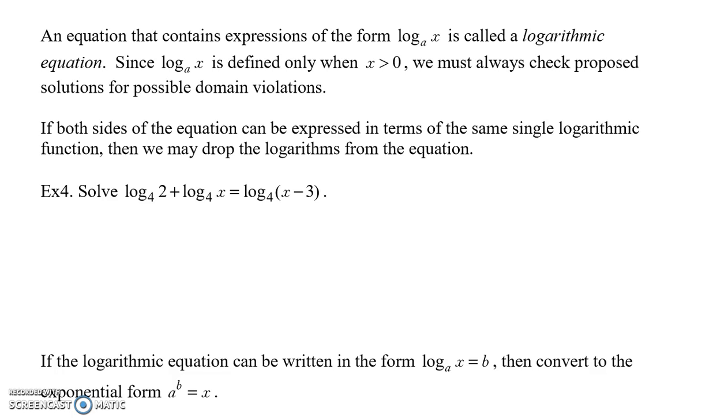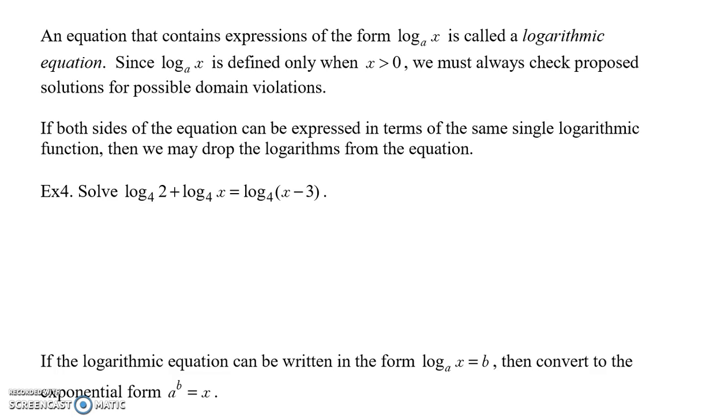If we look at example 4, we have the equation log base 4 of 2 plus log base 4 of x equals log base 4 of x minus 3. What you do not want to do is simply cancel the logarithms off and write 2 plus x equals x minus 3. That's going to be incorrect. What we have to have before we remove logarithms is a single logarithm on both sides of the equation. So what that means in this case is that with the two logarithms on the left-hand side, we need to combine them as a single logarithm.